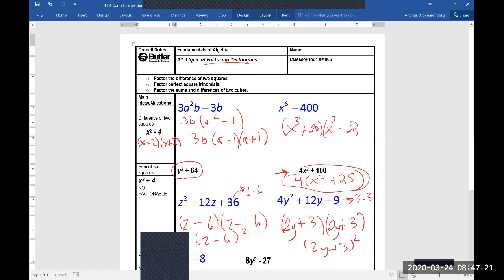Now, again, when you multiply this out, 2y times 2y is 4y squared, plus 6y is the plus 12y, plus 3 is plus 9. So that's the first half of this lesson. I'm going to save that, and then we'll start with the second half of this lesson here in a second.